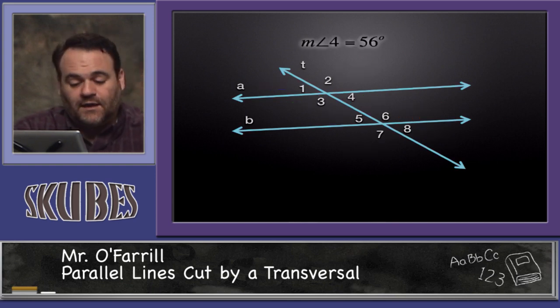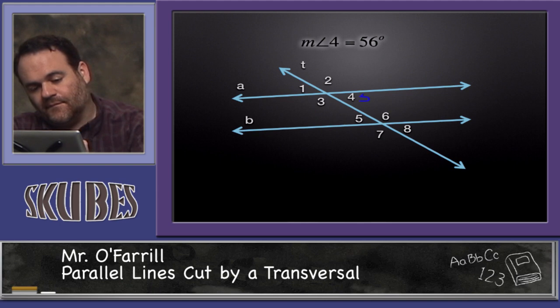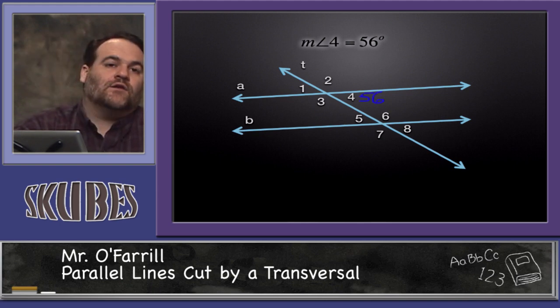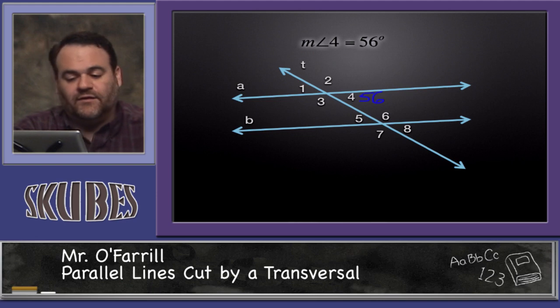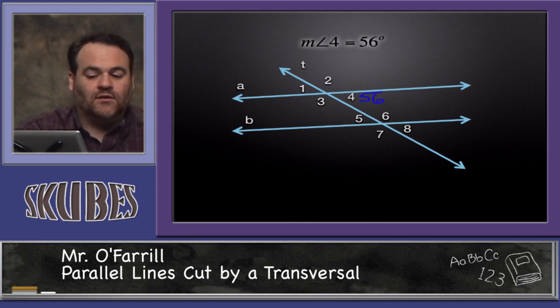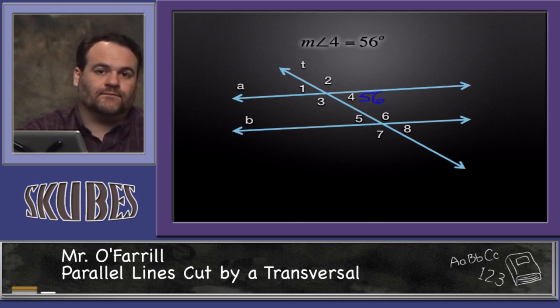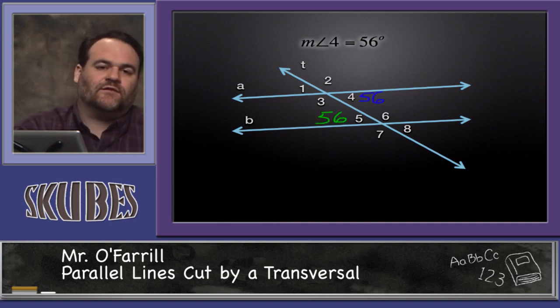This time, we're looking at angle 4. Angle 4 is 56 degrees. And using the properties that we learned today, we can go ahead and find all 7 of the remaining angles. Let's use alternate interior angles. Which angle is the alternate interior one to angle 4? Angle 5 is the alternate interior angle. And alternate interior angles are congruent. So angle 5 is also 56.